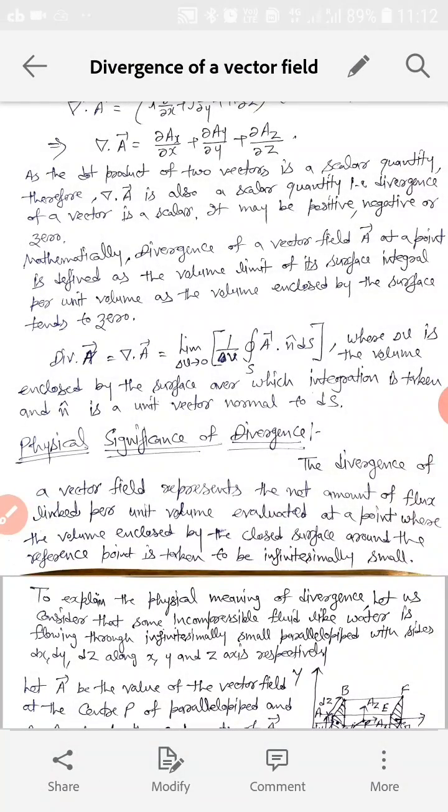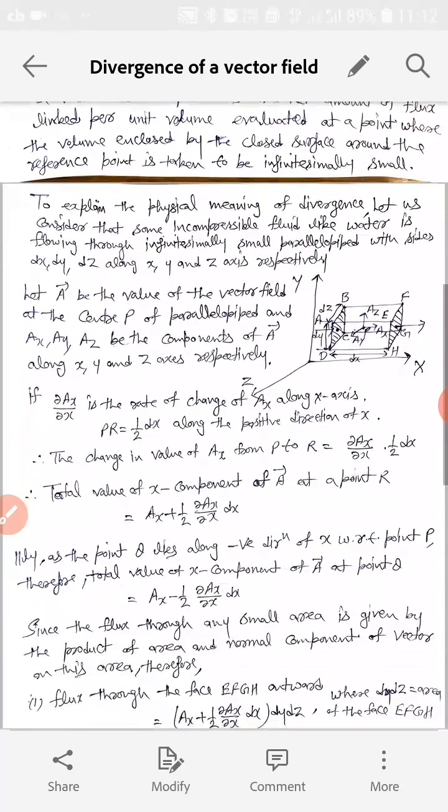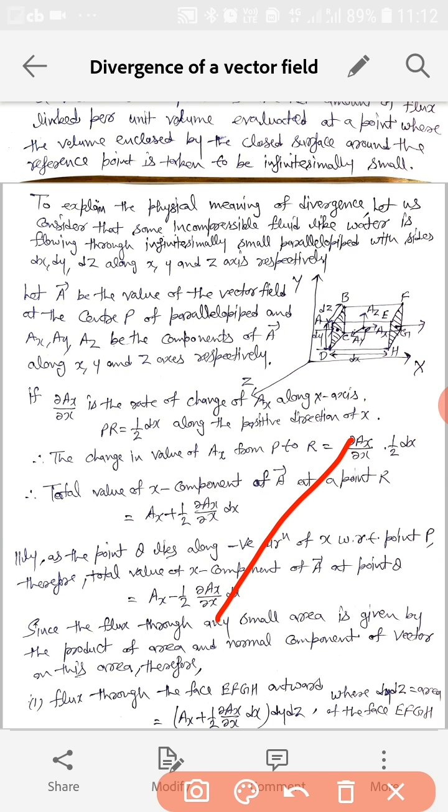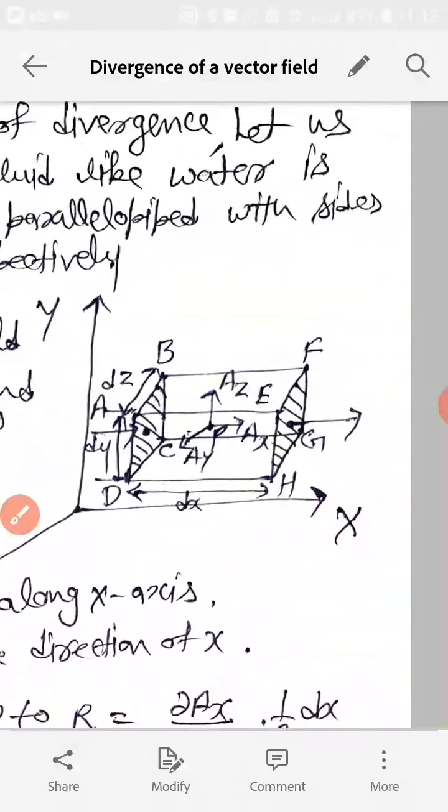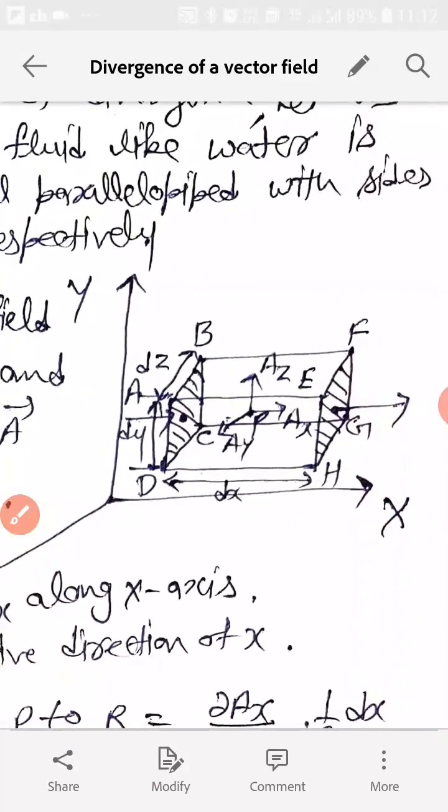So further, to further explain this physical meaning of divergence, let us consider some incompressible fluid like water flowing through an infinitely small parallelepiped with sides dx, dy, dz, as you see in this figure. As you see in this figure, we have considered a parallelepiped having sides dx, dy and dz.